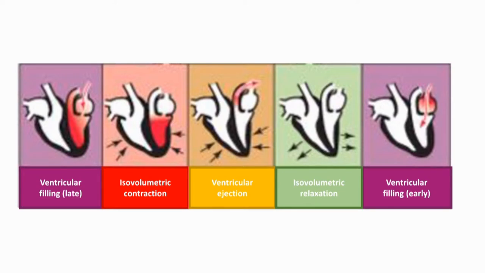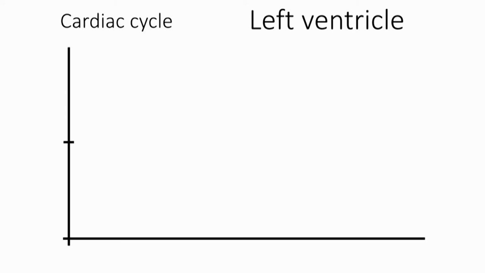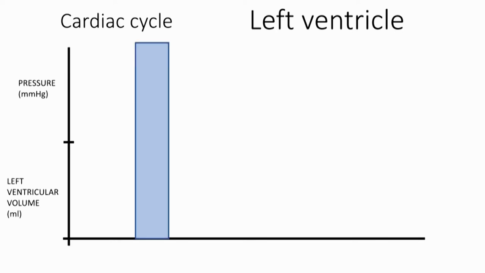So basically there are 4 main phases of a cardiac cycle: ventricular filling, isovolumetric contraction, ventricular ejection, and isovolumetric relaxation. Like I said, the cardiac cycle involves the left ventricle. There are 2 main parameters that I'm going to explain here. The first one is the pressure, which involves the intra-atrial pressure, intra-ventricular pressure, and also intra-aortic pressure, as well as the left ventricular volume in mL.